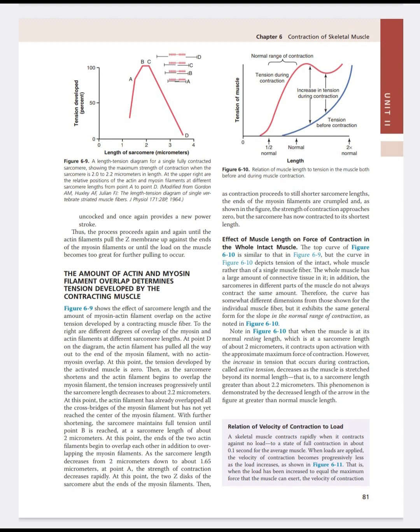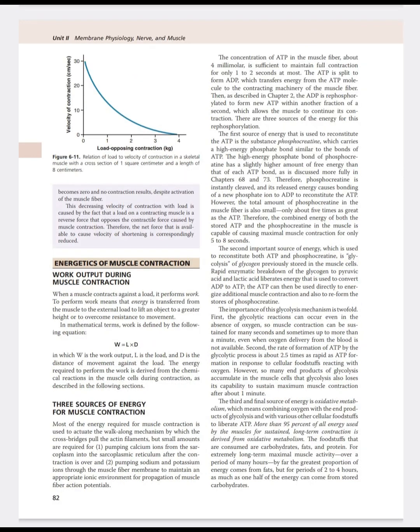Now let's come to the other page, that is page number 82, muscle contraction. So highlight the first paragraph: most of the energy required for muscle contraction is used to actuate the walk-along mechanism by which the cross-bridges pull the actin filament, but small amounts are required for pumping calcium ions from the sarcoplasm into the reticulum after the contraction is over, and pumping sodium and potassium ions through the muscle fiber membrane to maintain a proper ionic environment for propagation of muscle fiber action potentials.